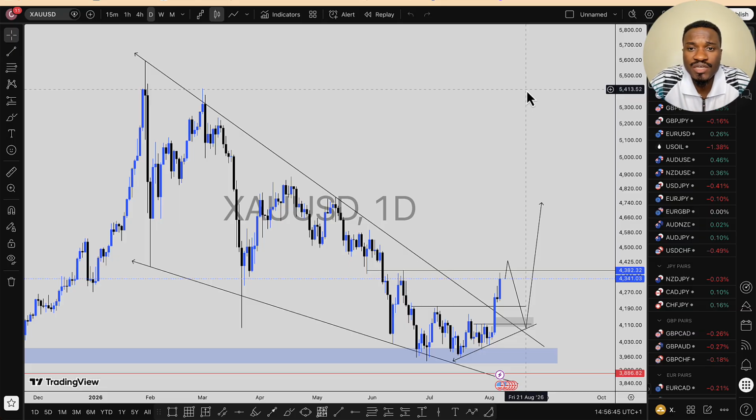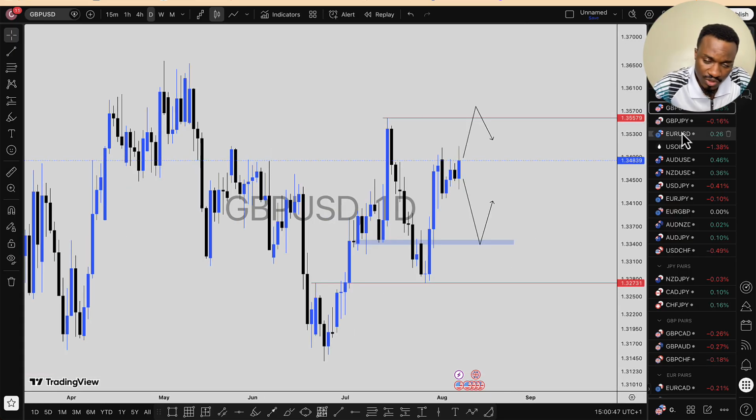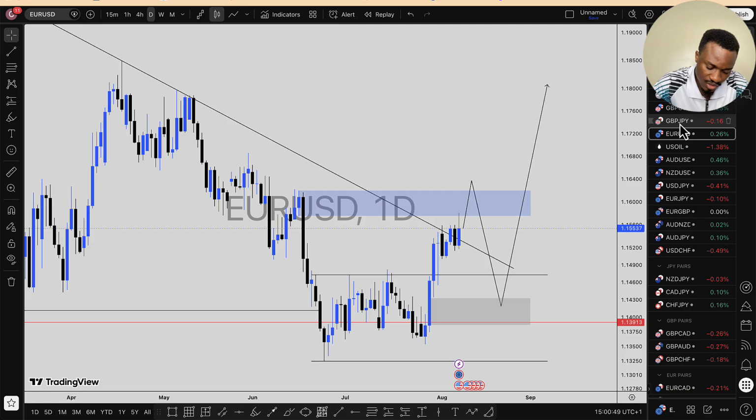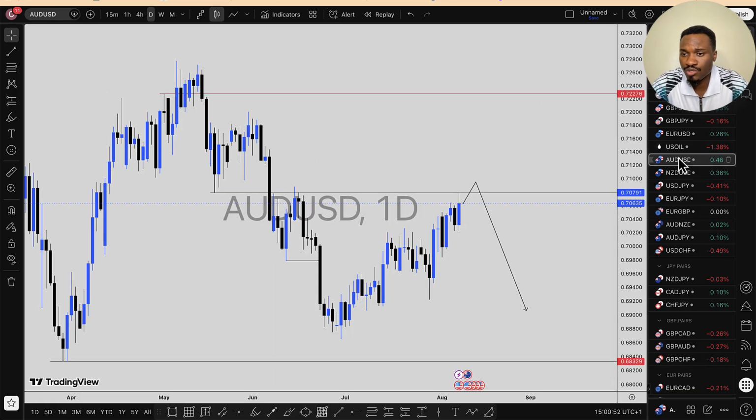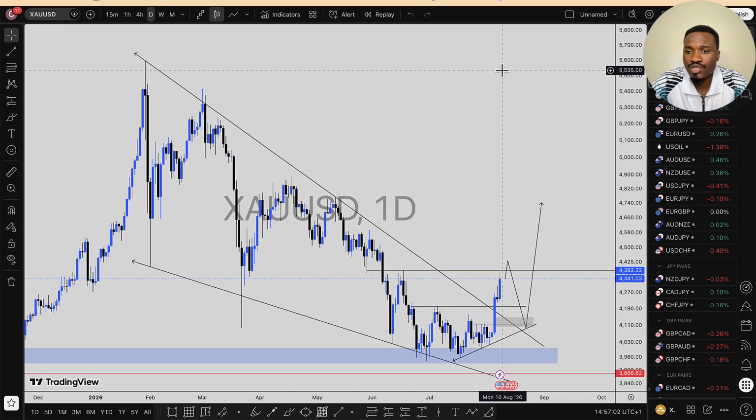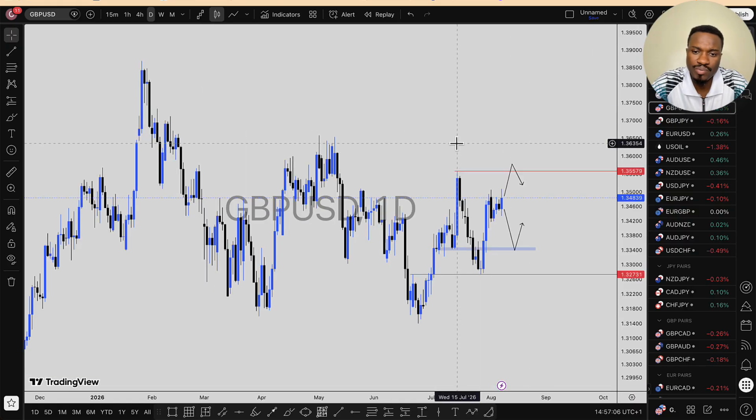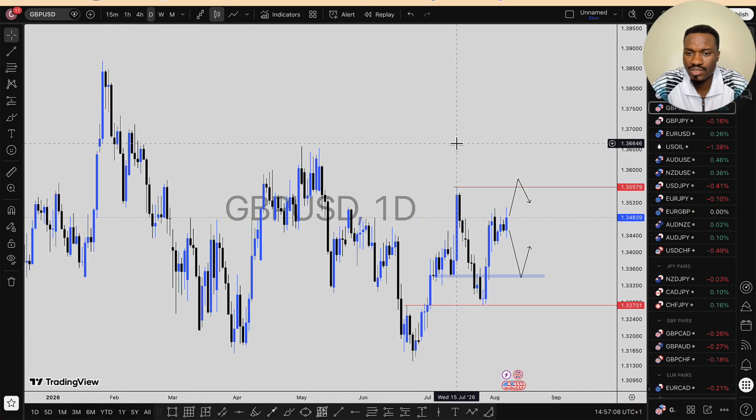With that being said, let's dive straight into this weekly forex market analysis. We have the Great Britain pound sterling paired against USD. Next, Euro paired against USD. We have AUD paired against USD. We also have the Great Britain pound sterling paired against the JPY. And the last on the list is the XAU paired against USD. Now let's start with the Great Britain pound sterling paired against USD.